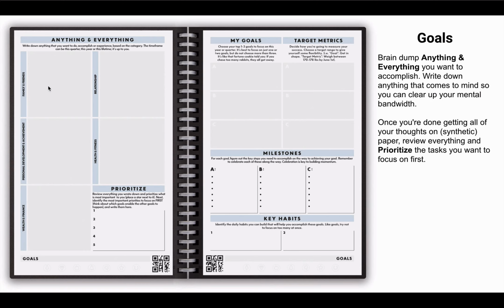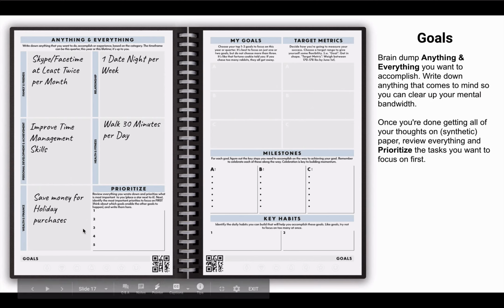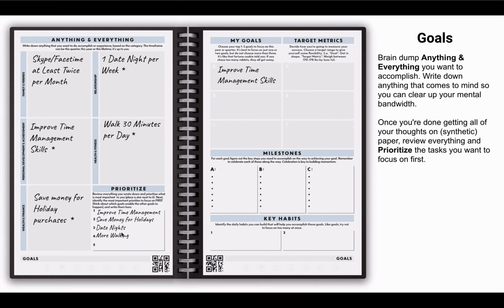So the first section here is sort of like a brain dump. You're going to write down anything and everything. Write down anything that you want to get done in here, and then you're going to take some time to review all of them and put a star next to the ones that you think are the most important. Those are going to be your priorities. These are going to become some things that you want to act on.